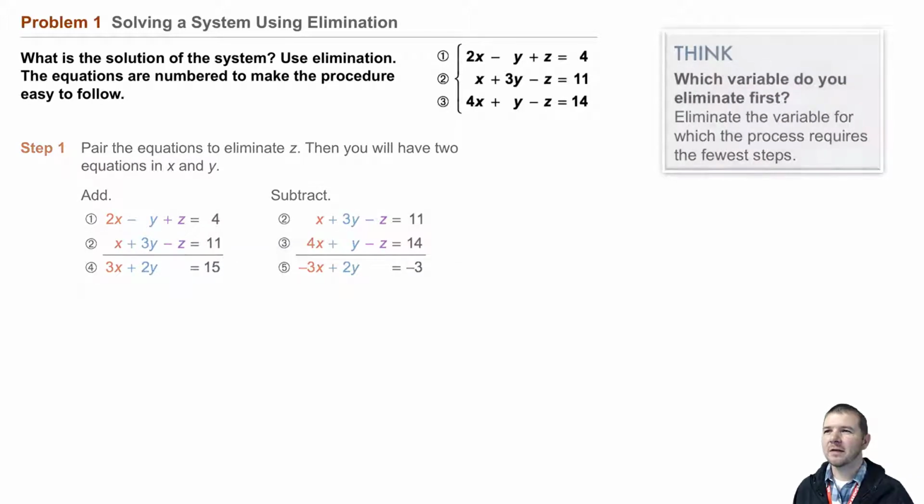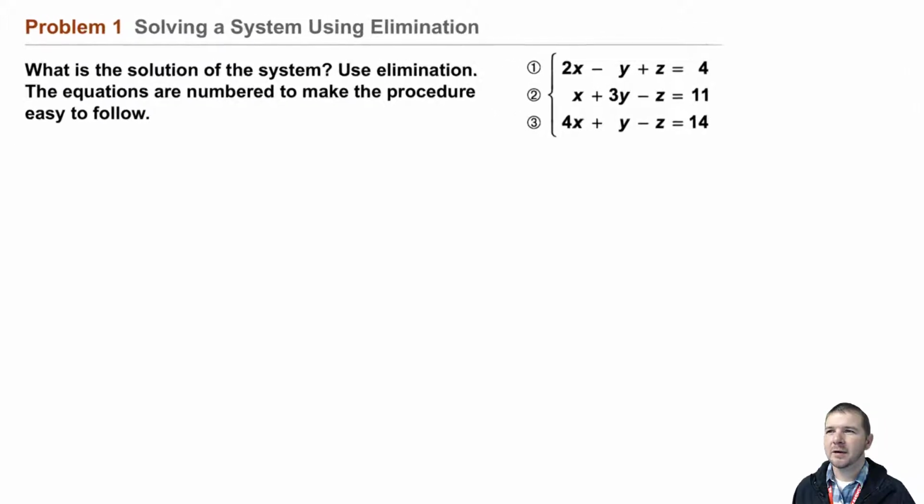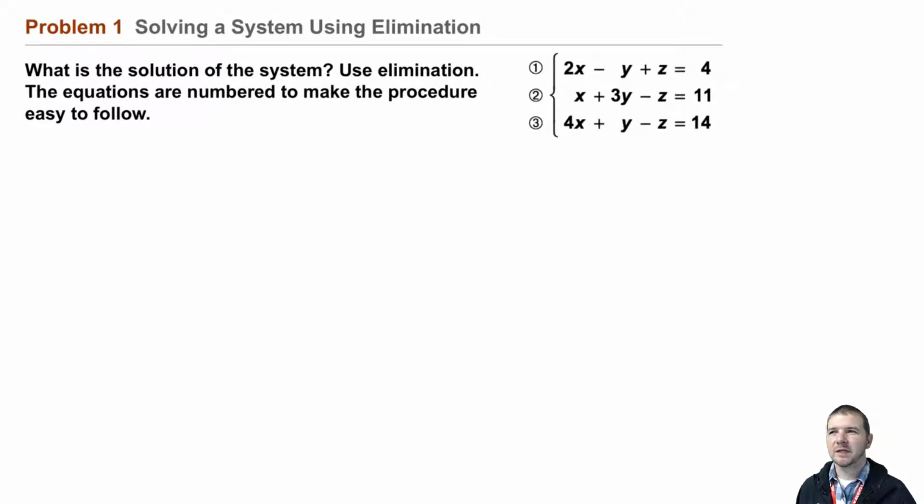Problem 1. Solving a system using elimination. What is the solution of the system? Use elimination. The equations are numbered to make the procedure easier to follow. So note our system. Equation 1, 2x minus y plus z equals 4. Equation 2, x plus 3y minus z equals 11. And equation 3, 4x plus y minus z equals 14.